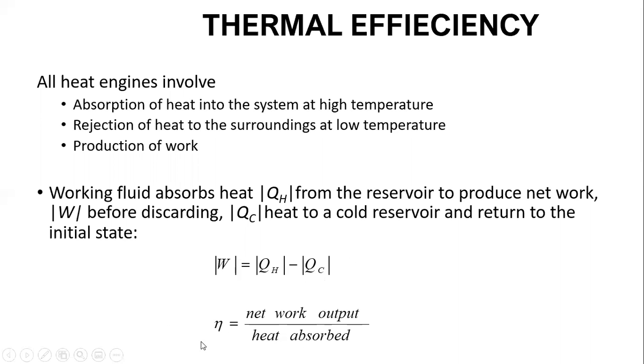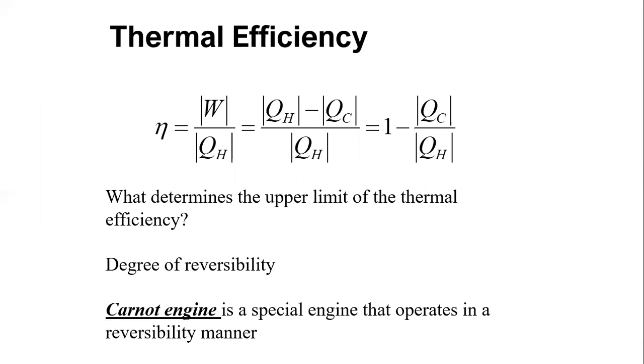So our efficiency now, remember this symbol represents efficiency, would be our network output divided by our heat absorbed, which in this case is QH. So we have our network output, QH minus QC, divided by our QH. So these are different ways in which you can now go ahead and calculate the efficiency of our system.